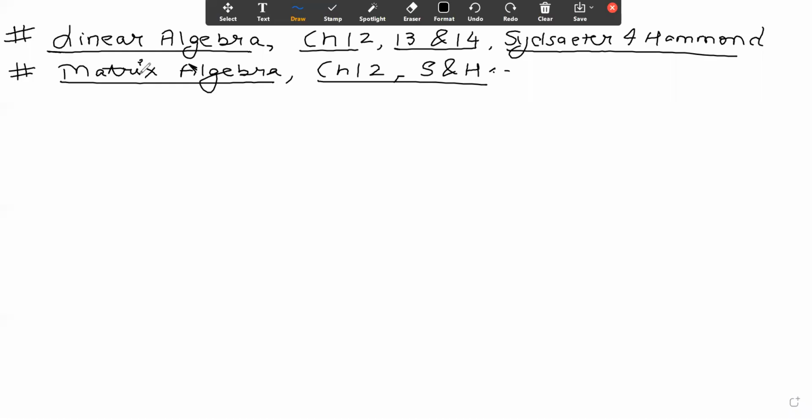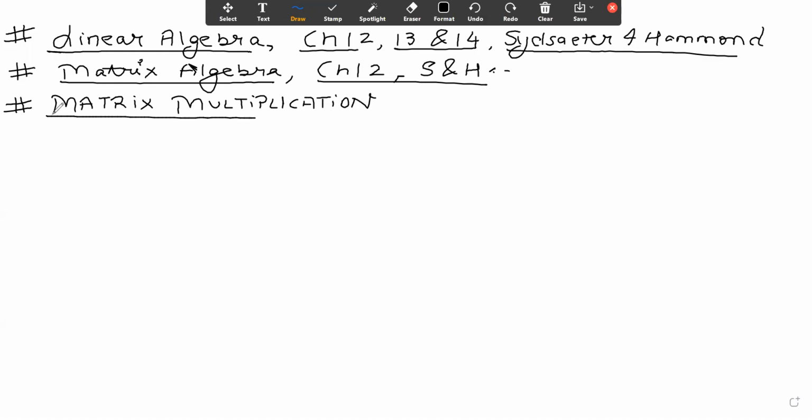Okay, now in this lecture we intend to start with a new topic within matrix algebra. So all students can write the heading: matrix multiplication. So this is a fresh topic within matrix algebra. Okay, so let's learn how to multiply two matrices. First, let's look at the definition.